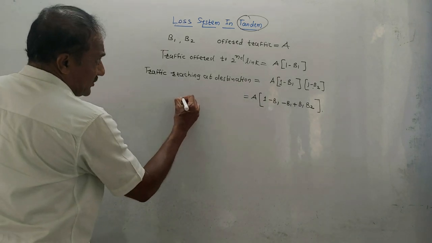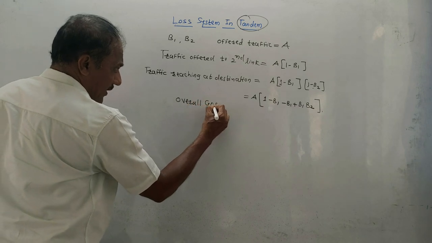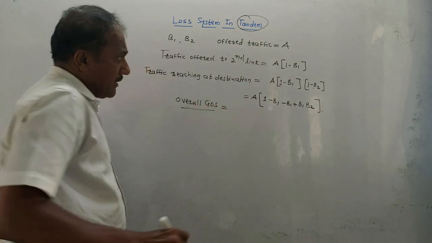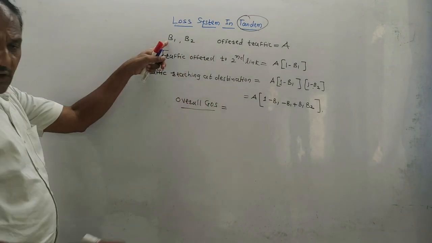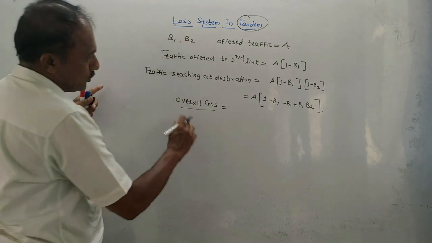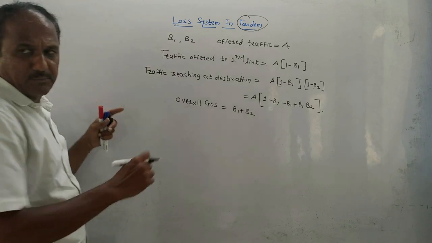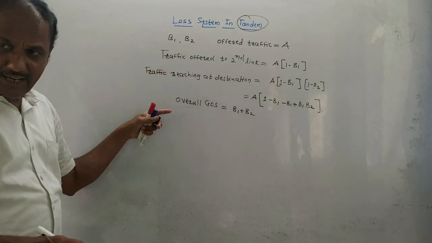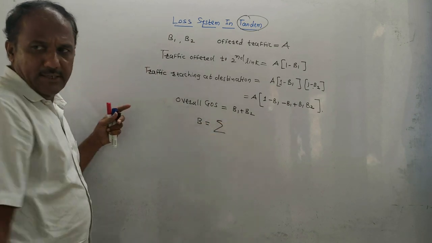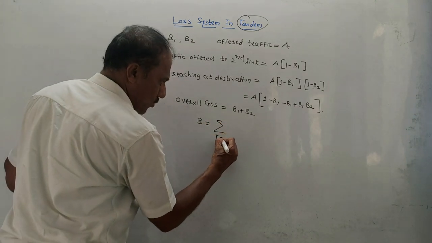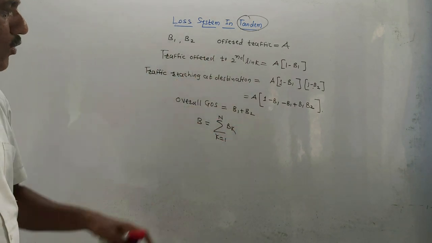In case of a tandem system, the overall GOS, that is overall grade of service, we are considering only two links. So in this case we have assumed that GOS for link 1 is B1, GOS for link 2 is B2. So overall GOS is simply the addition of the two, that is B1 plus B2. If we are using N links, then overall GOS is given by summation k = 1 to N of Bk. Very simple, the addition of all GOS will be the overall GOS.